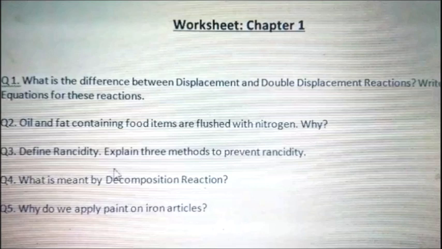Question number 2, oil and fat containing food items are flushed with nitrogen. Why? Question 3, define rancidity. Explain 3 methods to prevent rancidity. Question 4, what is meant by decomposition reaction? Question 5, why do we apply paint on iron articles? So you have to write the answers of these questions in a notebook.